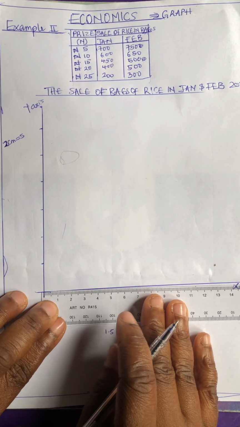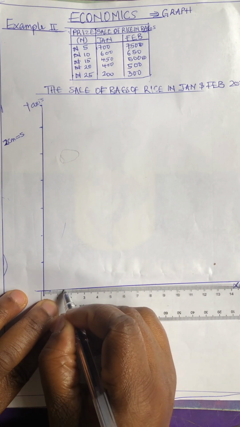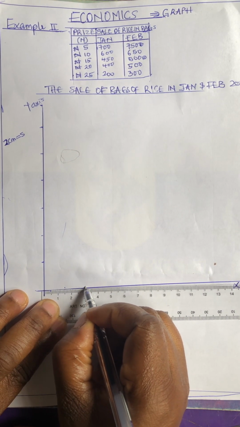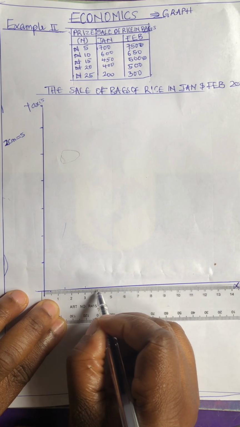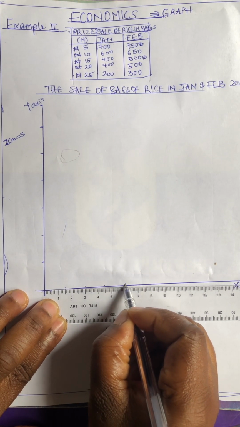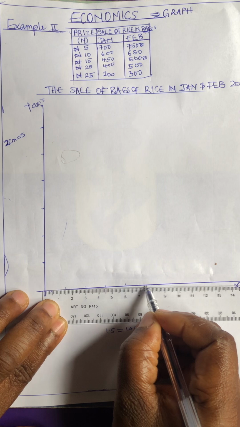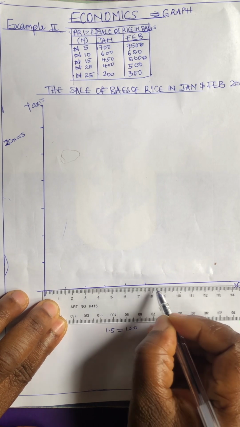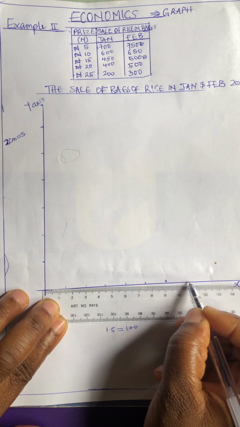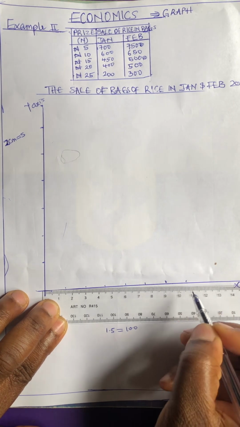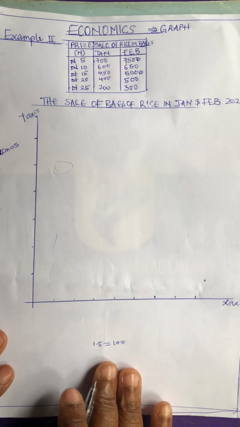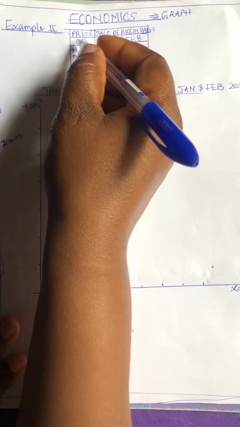So let's go. Here we'll mark 1, then half and full here, half and full here, half and then full here, another half and full we mark here, half and another full we mark here, half, and then finally we mark here. Let's add more just in case. Let's stop here.